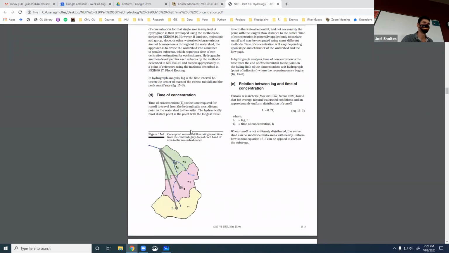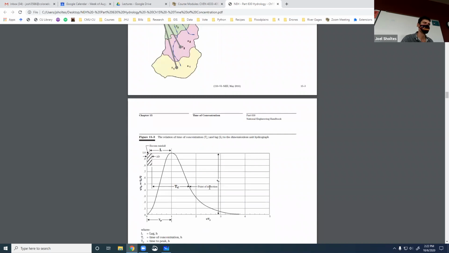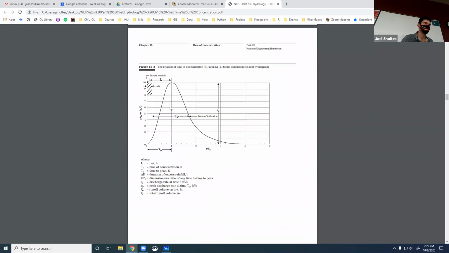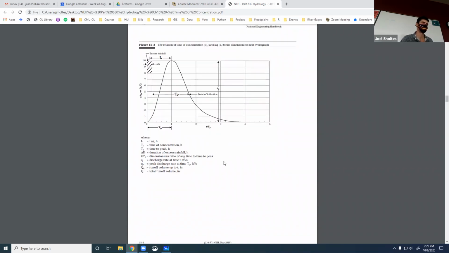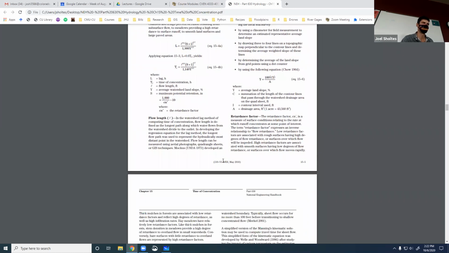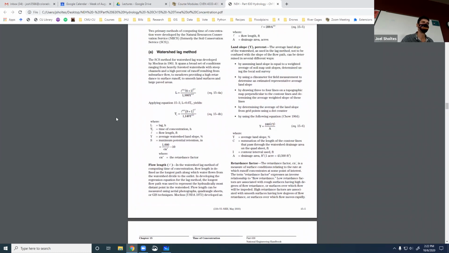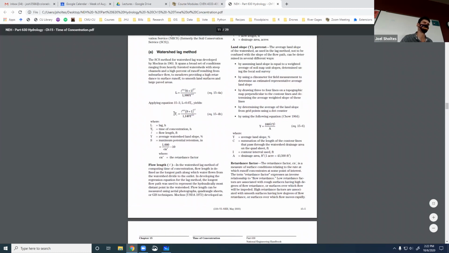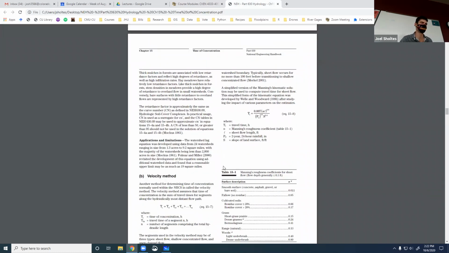Here's a nice little definition of time of concentration. Here's that hydrograph. And there are different methods in here, I'll tell you right now. Like this equation just gives you the time of concentration all at once, based on some stuff. So you could compare. I might have you guys compare.